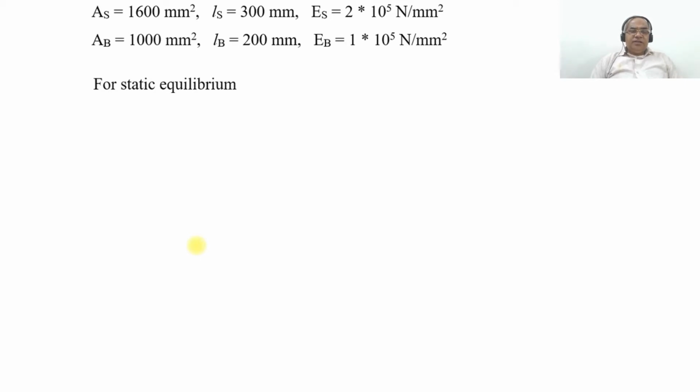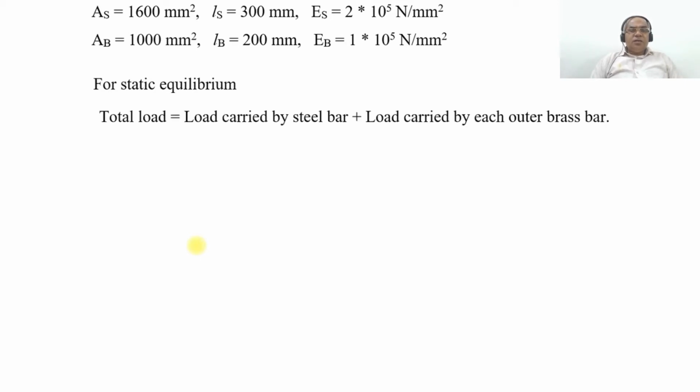For the static equilibrium condition, total load will be equal to the load carried by the steel bar plus the load carried by each of the outer brass bars. So total load P will be equal to PS plus PB plus PB, that is P is equal to PS plus 2PB. And the total load is 50 into 10 to the power of 3. Therefore, 2PB plus PS will be equal to 50 into 10 to the power of 3.